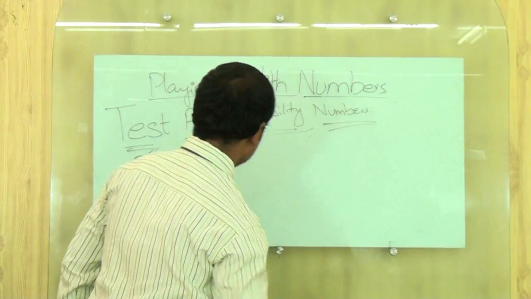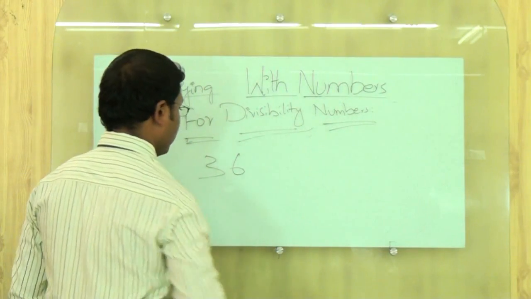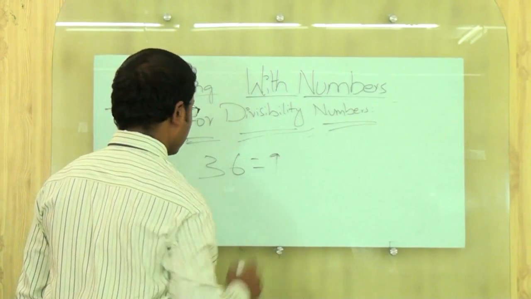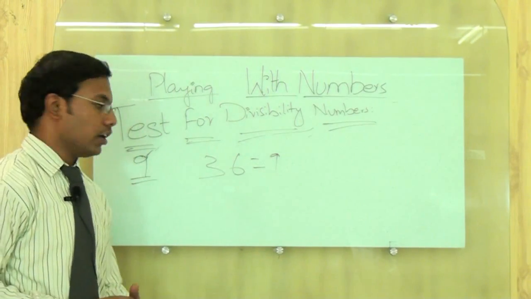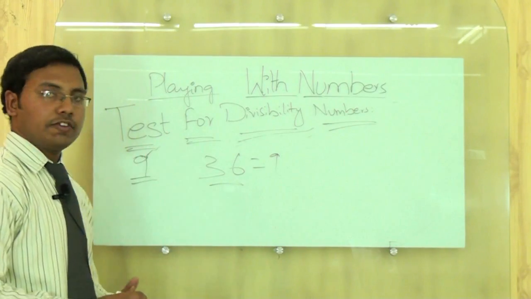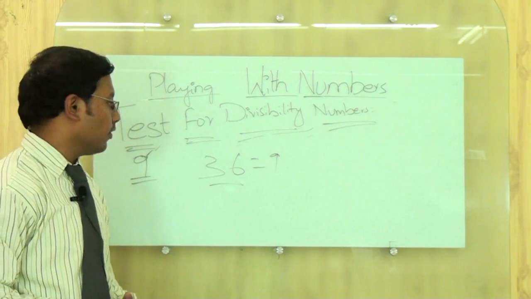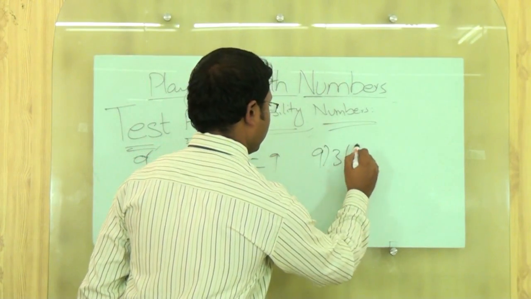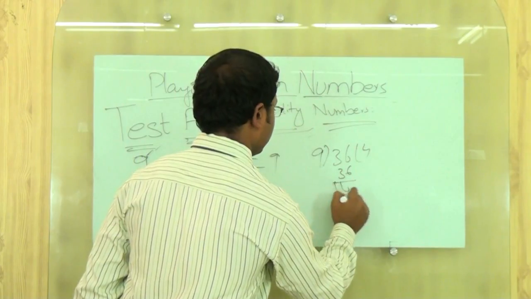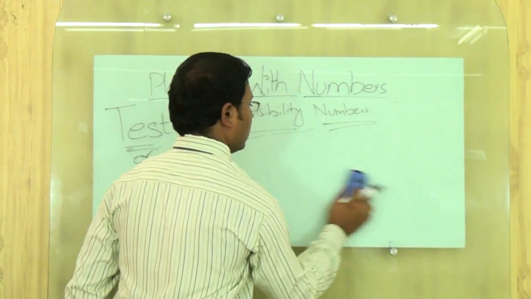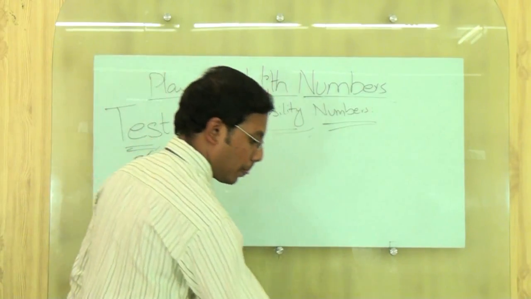Next example is 36. Add these two digits, 6 plus 3, again 9. 9 is again divisible by 9, so the number 36 is divisible by 9. Hence the test for divisibility for the number 9 is satisfied here. 9 with 36, 9 4s are 36, remainder is 0. Now let us take a 3-digit number here.